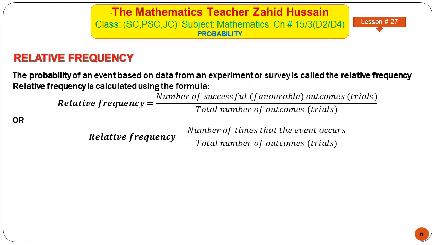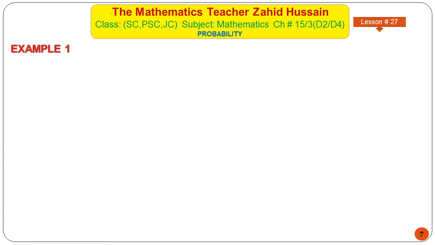Now if you toss a coin 100 times, the total number of trials is 100, and after tossing the coin 100 times, we count the number of times head occurs. If you are asked to find the relative frequency that head occurs, the number of times head occurs will be written in the numerator and the total number of trials will be written in the denominator, and then we will calculate the relative frequency. So let's discuss relative frequency with the help of examples.